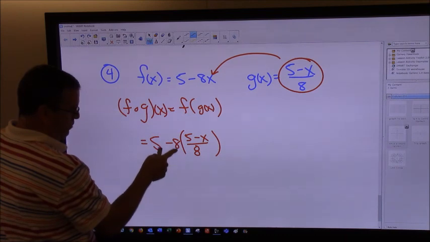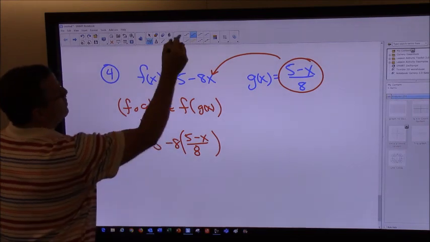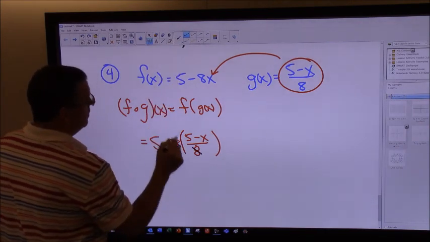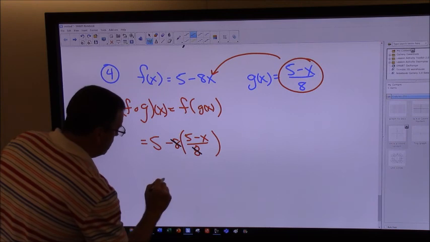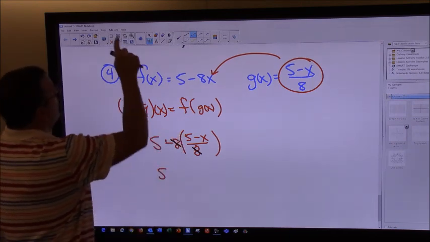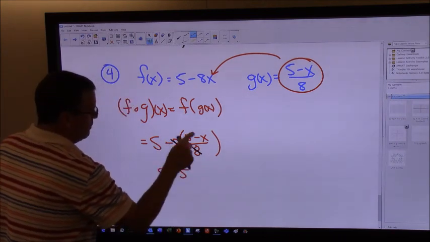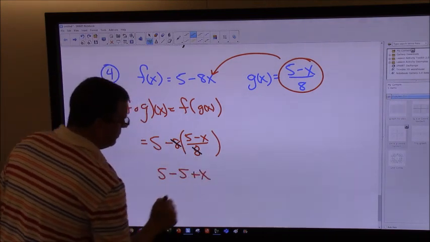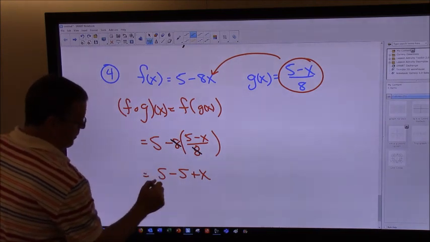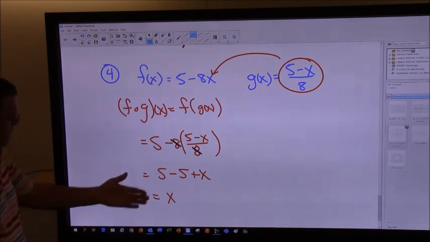Because this is 8 over 1, those 8's will cancel, right? This is being multiplied, it's not being added or subtracted. So I can cancel those 8's, and then what I get is 5, and I need to distribute this negative sign. So minus 5, and then a negative times a negative, that's plus x. 5 minus 5, that's 0, plus x, that's x. So there we go, I got x for an answer.